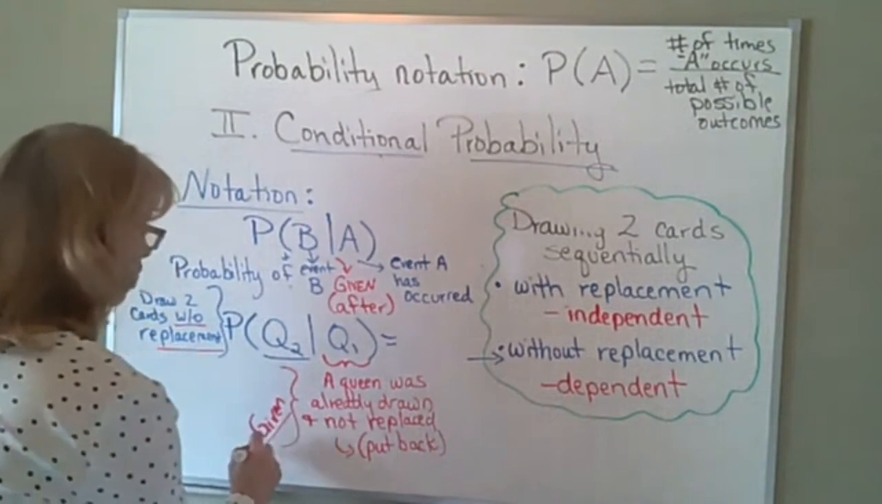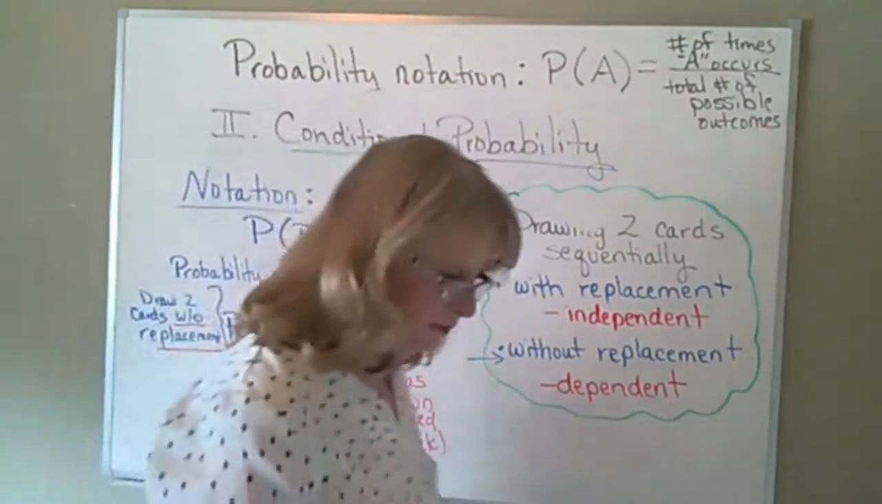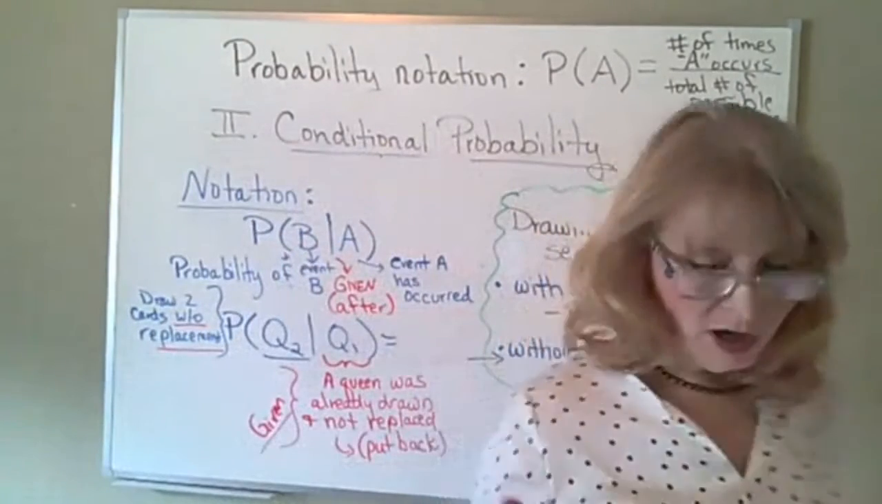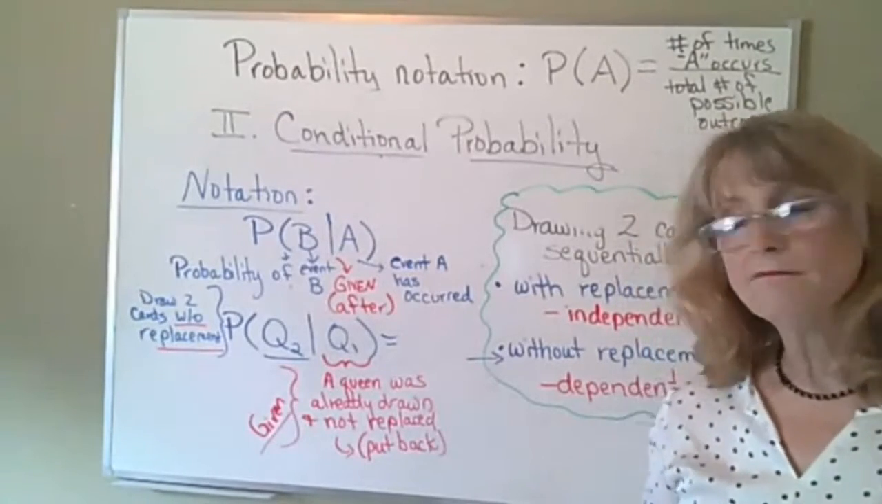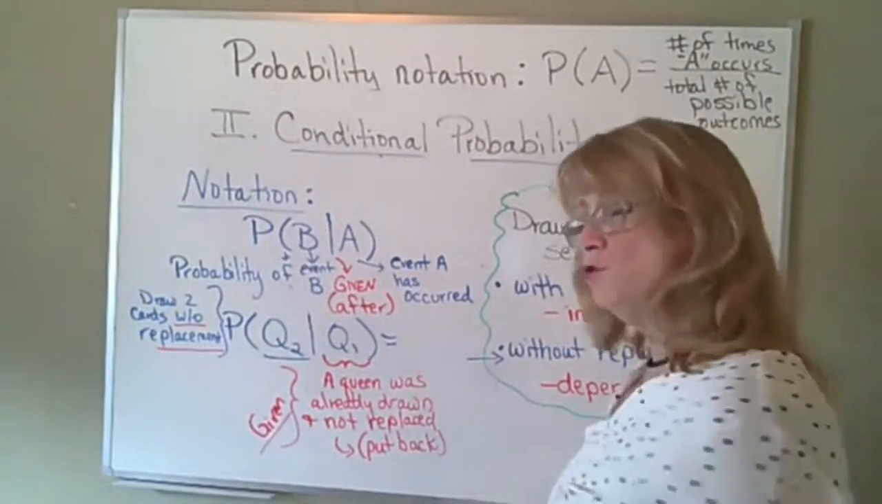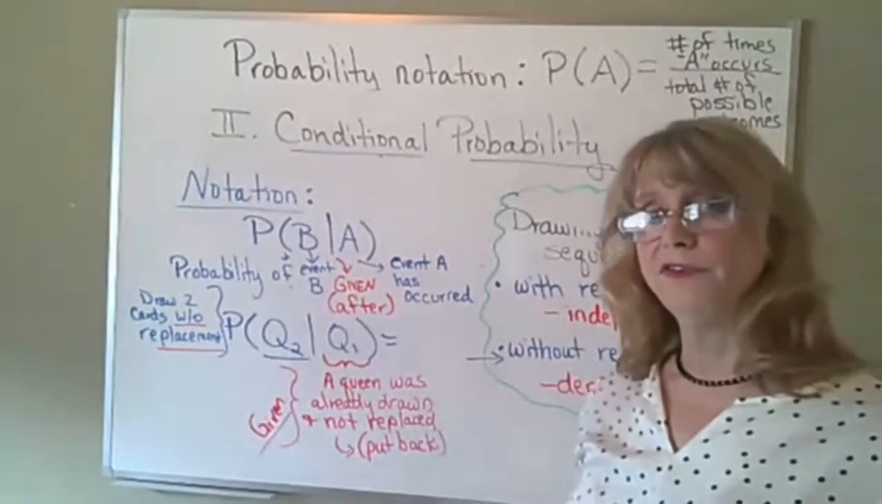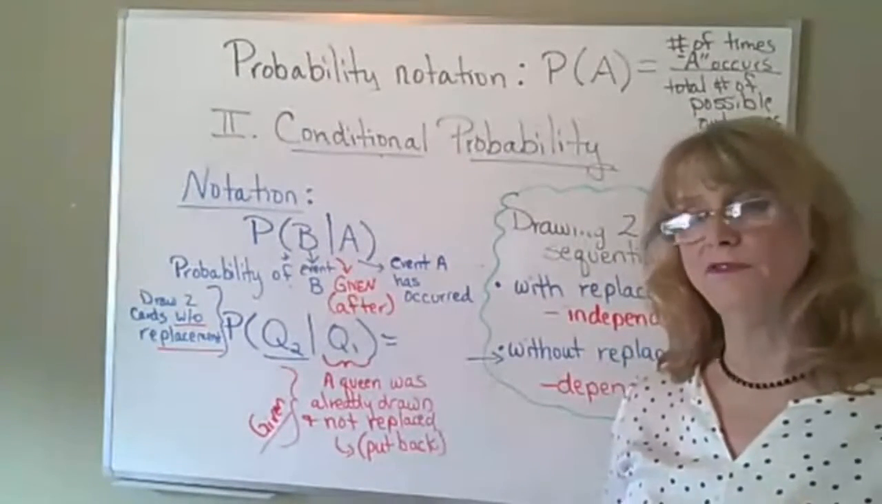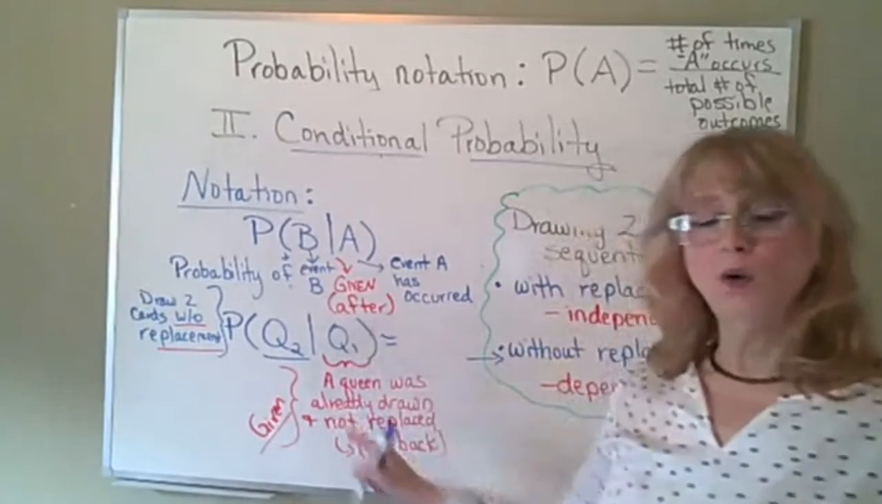Or the given. It already happened. So if we already picked a queen on the first draw, first of all, there are fewer queens, right? Normally we would do the number of queens over the total number, which would normally be 4 out of 52. 4 queens out of 52 cards. But now we know a queen was already drawn.